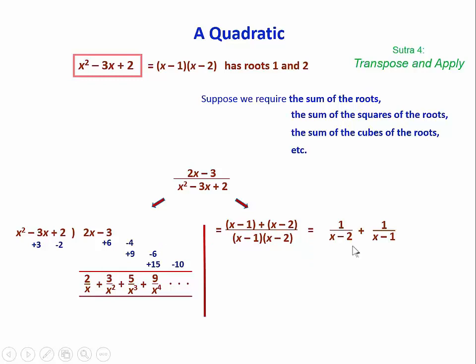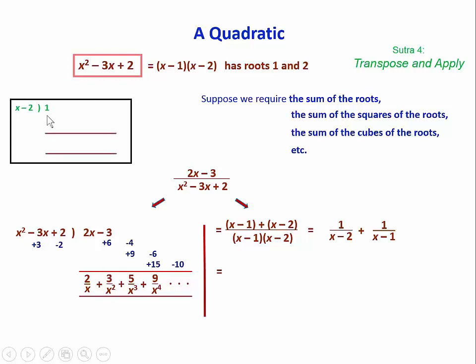So we're going to divide x minus 2 into 1, and I'm going to do it over here in this box. So x minus 2 is divided into 1. So we first of all transpose the minus 2 to a plus 2. Then we divide the first by the first, so we get 1 over x. We multiply the coefficient thus obtained with the transposed figure, so we get plus 2 in the next column. So in the next column we just got a plus 2 over x squared.